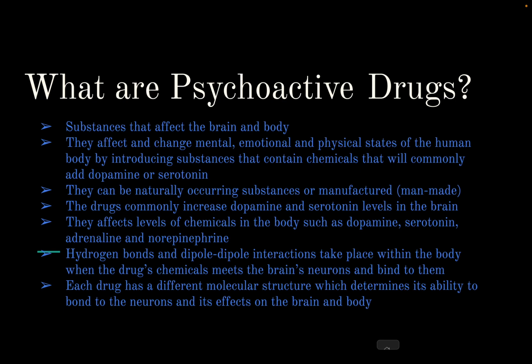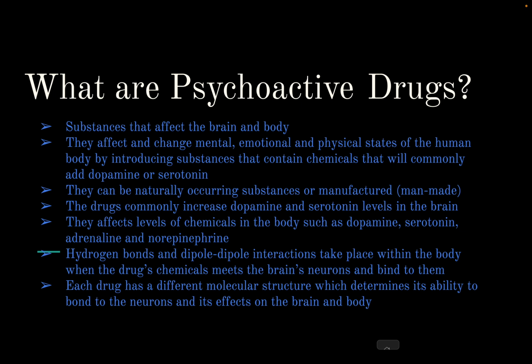So the first category, what are psychoactive drugs? They are substances that affect our brain and bodies. They affect the mental, emotional, and physical states of our human bodies by introducing these substances that contain chemicals that we can or cannot find already in our bodies. They normally affect our dopamine and serotonin levels most commonly, but they can also increase or affect our adrenaline and norepinephrine. Some of them are manufactured or naturally occurring in nature.